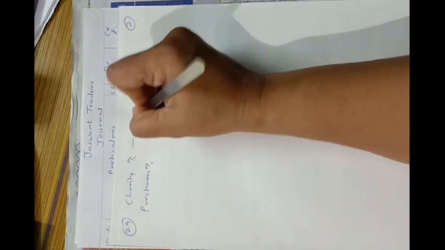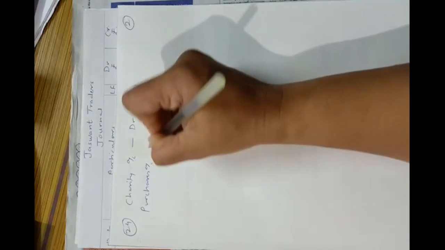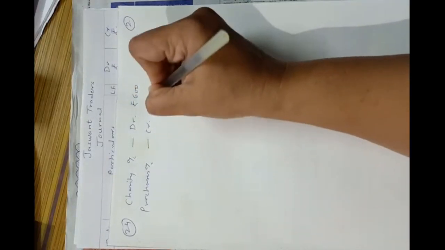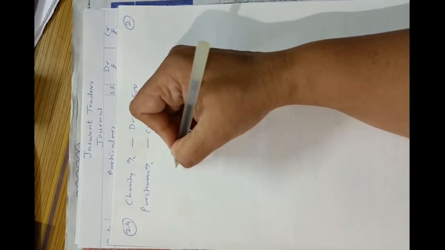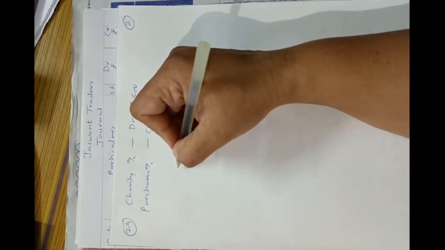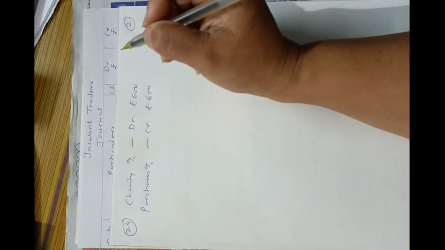Charity account will be debited for rupees 600 and purchases account will be credited for rupees 600 as our stock of goods is decreasing. Okay, and charity is our expense, which is increasing.